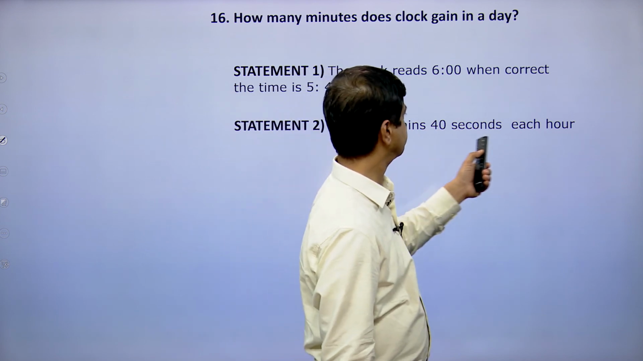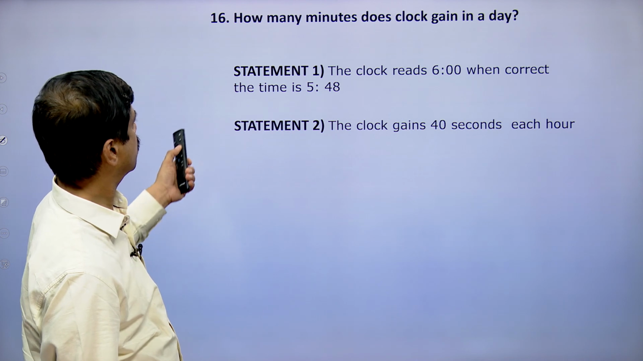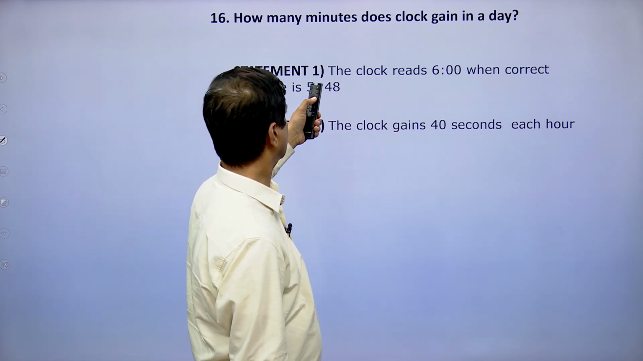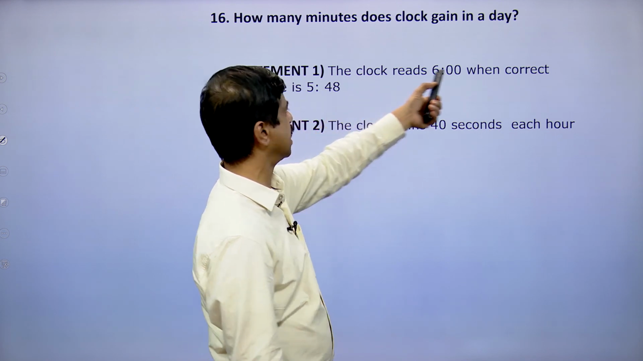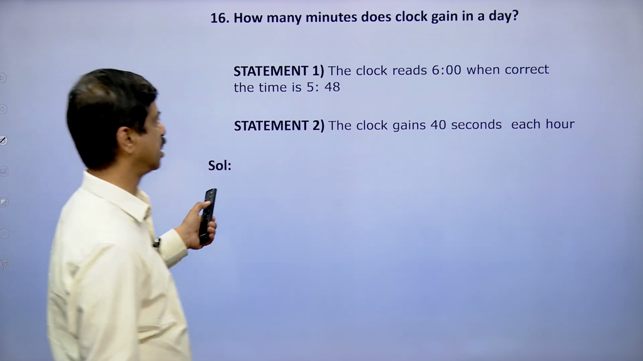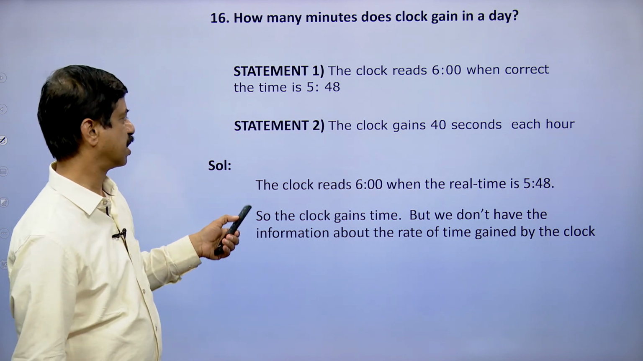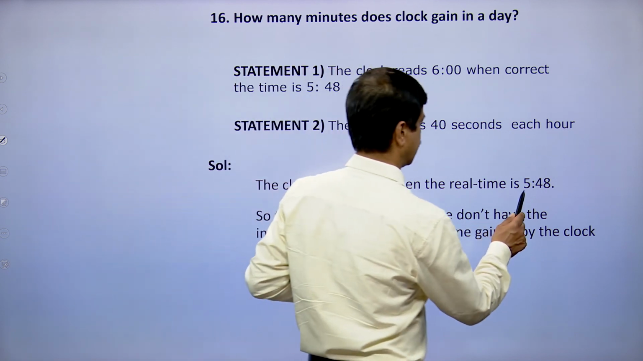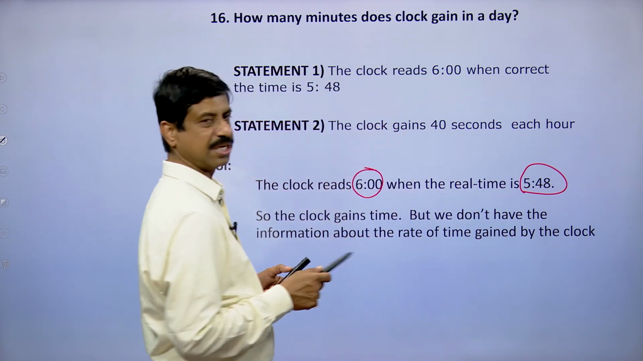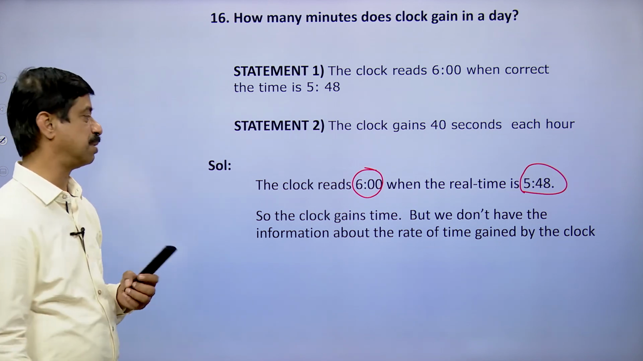The clock gains 40 seconds each hour. So how many minutes does the clock gain in a day? From what time to what time this gain has taken place is not given. I think it's very difficult for us to tell. Now look at this. The real time is 5:48, but the clock is showing 6. So it is showing 12 minutes extra. But from what time to what time it has gained 12 minutes is very important.